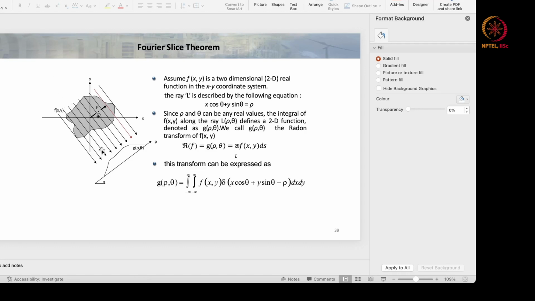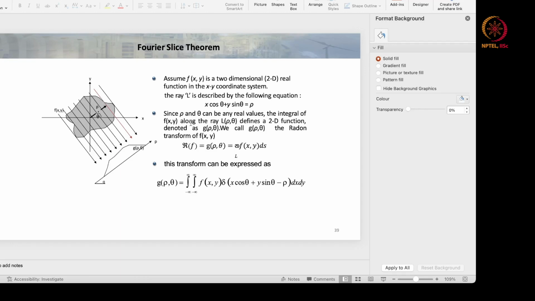If these rays actually pass through it, in some cases, for example in X-ray, what will be the absorption profile that you are going to get in this particular projection plane? In this case, of course, what is the distortion or deflection of the rays because of this? Now, the ray is described by a simple function like x cos theta plus y sin theta equal to rho.